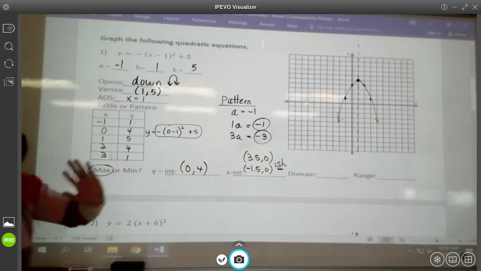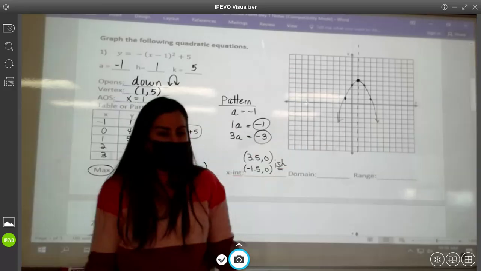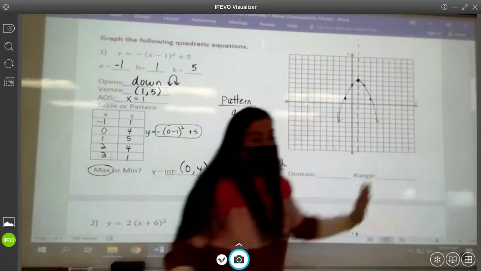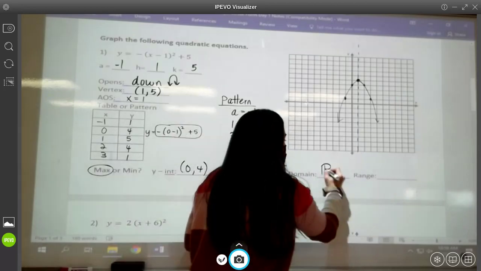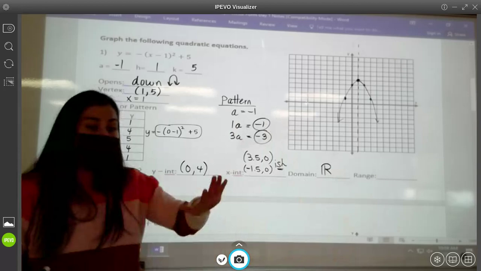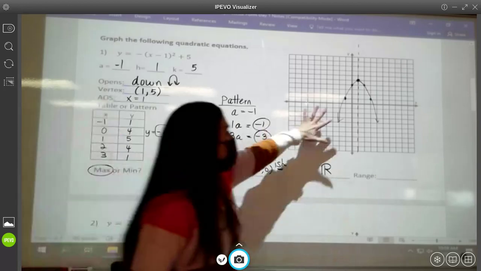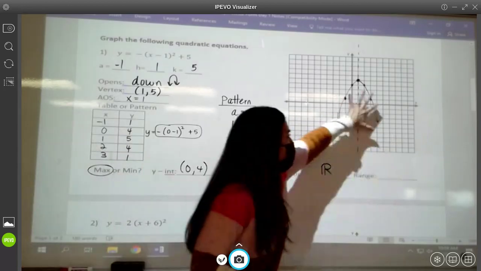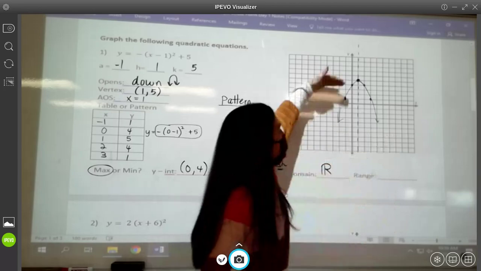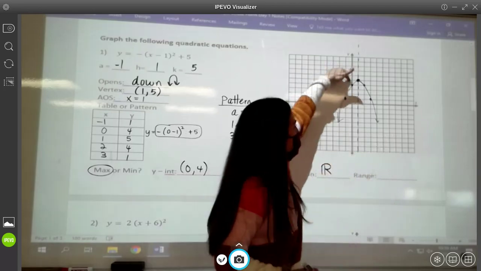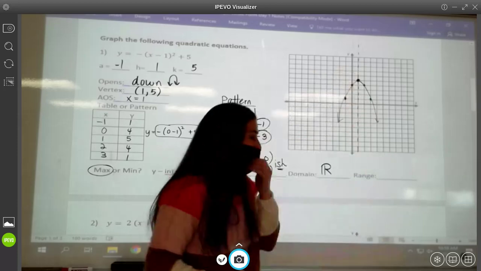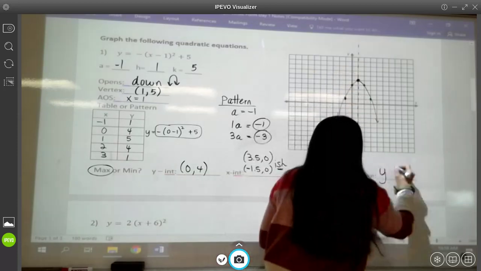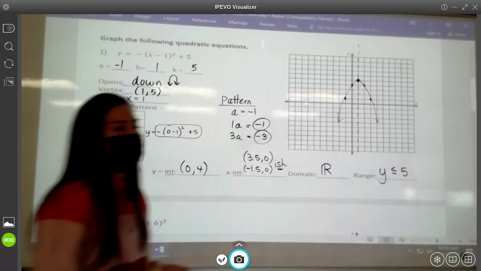The domain of all quadratic equations, the x values that will eventually live on this graph, are all real numbers. And then the range, the y values that live on this graph, guys, the y values are clearly on this graph all down here. The highest y value on this graph was at the vertex, which was 5. And then all of the other y values are lower than that. So that's y is less than or equal to 5.